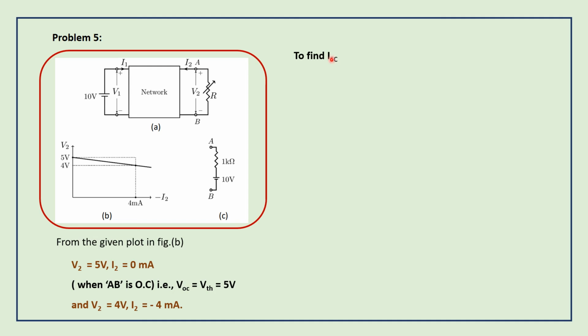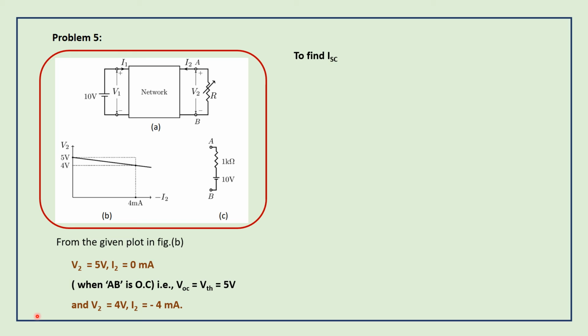So what is a short circuit current? At the short circuit condition, that voltage should become 0. Here V2 starts from 5 volt, it is decreasing linearly up to 4 volt as given. Again it will be decreasing up to 0. So when it becomes 0, that we need to find out. That is the short circuit current.